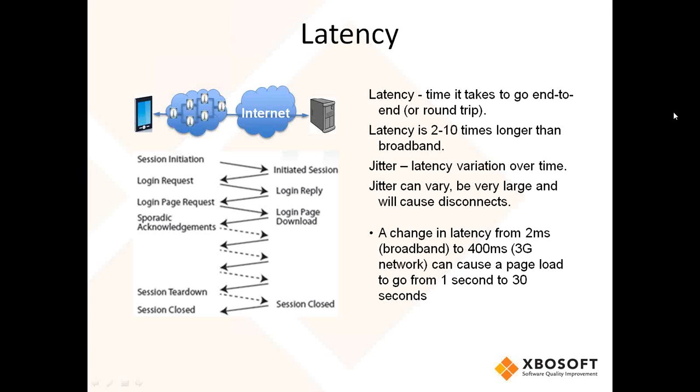Well, a 3G network with 400 milliseconds of latency can cause a page load to go from 1 second to 30 seconds. That is severe. And jitter is not really well understood, but that's your latency variation over time. You think that if the latency were consistent, maybe you could do something to mitigate the problem, but latency is not consistent. Sometimes it'll be 10 milliseconds, sometimes it'll be 1,000 milliseconds. So jitter is very, very hard to plan for.